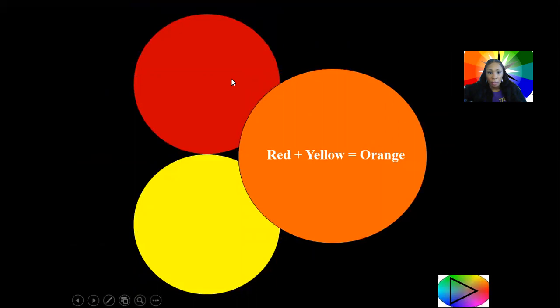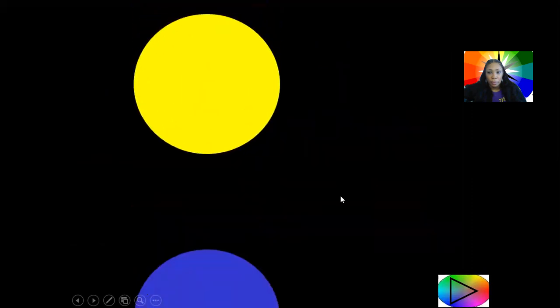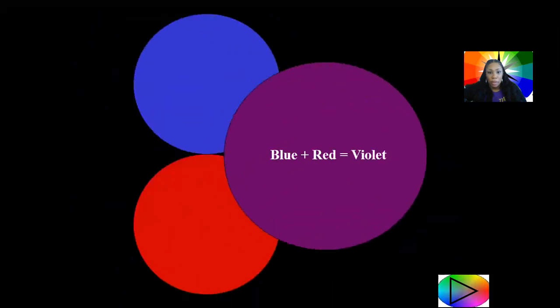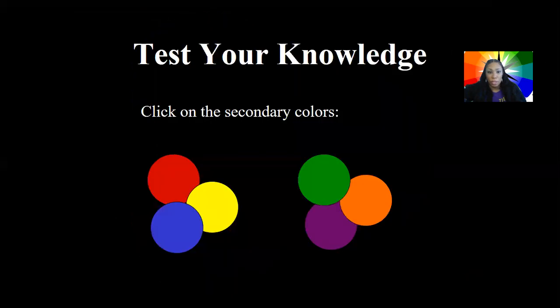So you see here, when you have red and you mix yellow together, you're gonna make orange, okay? Yellow plus blue is going to make green. And blue plus red is going to make violet, okay? So that's what you do. If you're gonna mix paint, you're gonna mix color pencils, any type of media, that's what you need to know.